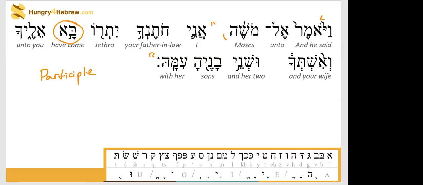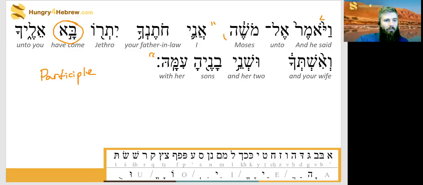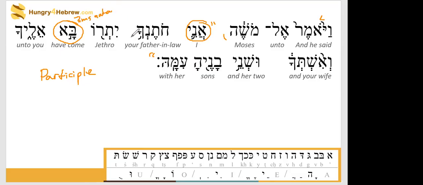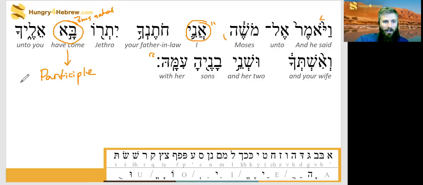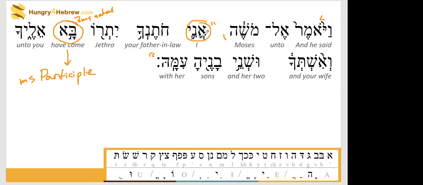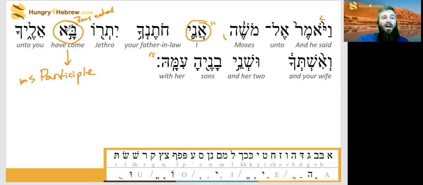Because he's arriving then, it's not a past action. How about this? If I am the subject, then it can't be a 3MS katal. So that means it can only be a masculine singular participle. Otherwise, it would say, Ani chotencha Yitro bati elecha.